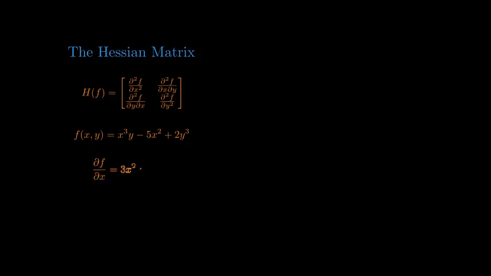Suppose we have a function of two variables, f of x and y, defined as x cubed times y minus 5 times x squared plus 2 times y cubed. First, we find the first-order partial derivatives. The partial derivative with respect to x is 3 times x squared times y minus 10 times x. The partial derivative with respect to y is x squared plus 6 times y squared.